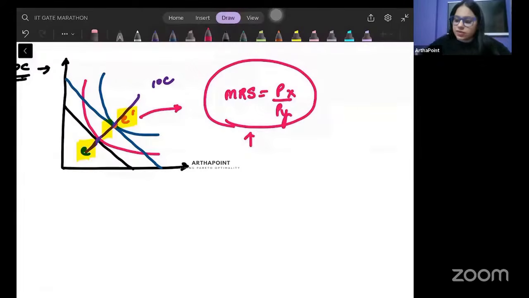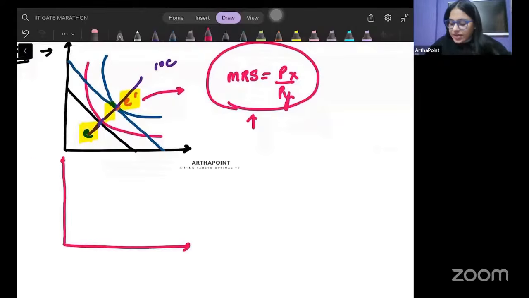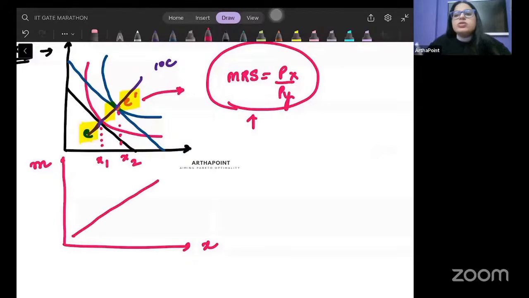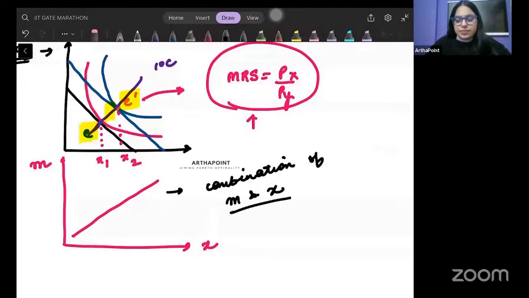If I take income on one side and the demand of the good on the other side, what will I get? If it is a normal good, then the demand of the good will increase as my income increases. So I will get an upward sloping Engel curve. What is the Engel curve telling me? It is telling me different combinations of income and demand. When income is M1, your demand is X1. When income is M2, your demand is X2. That is what the Engel curve shows.